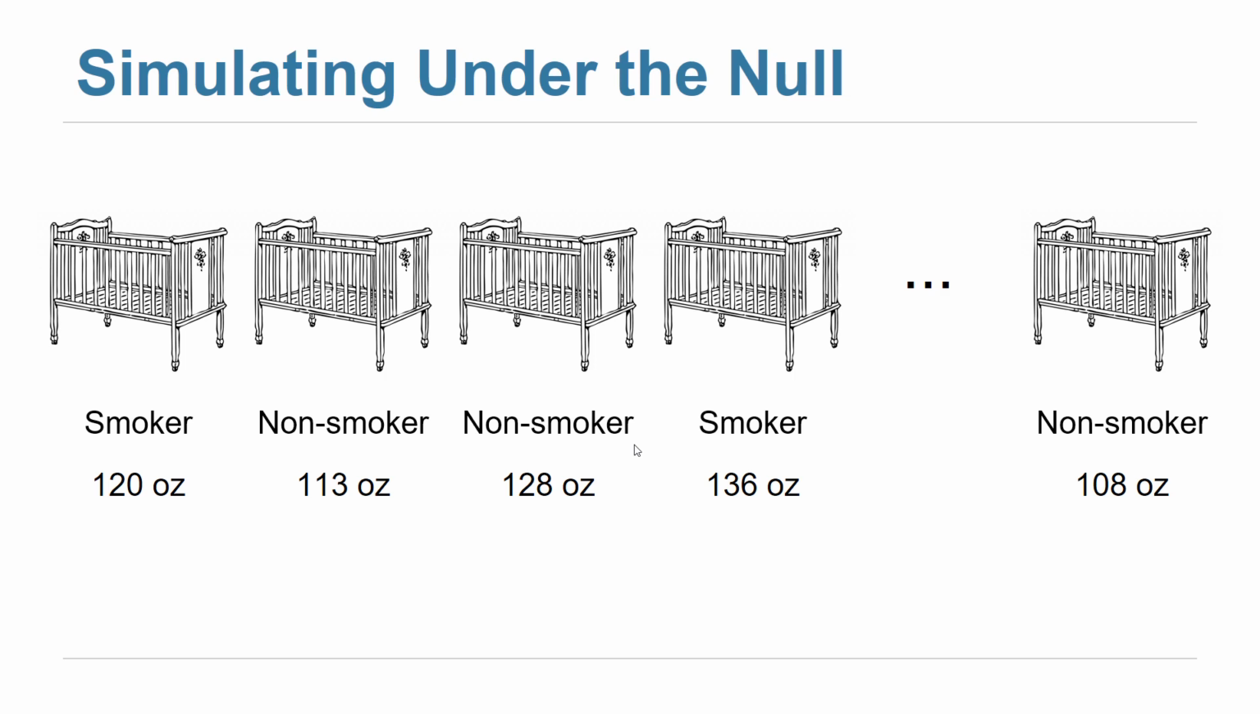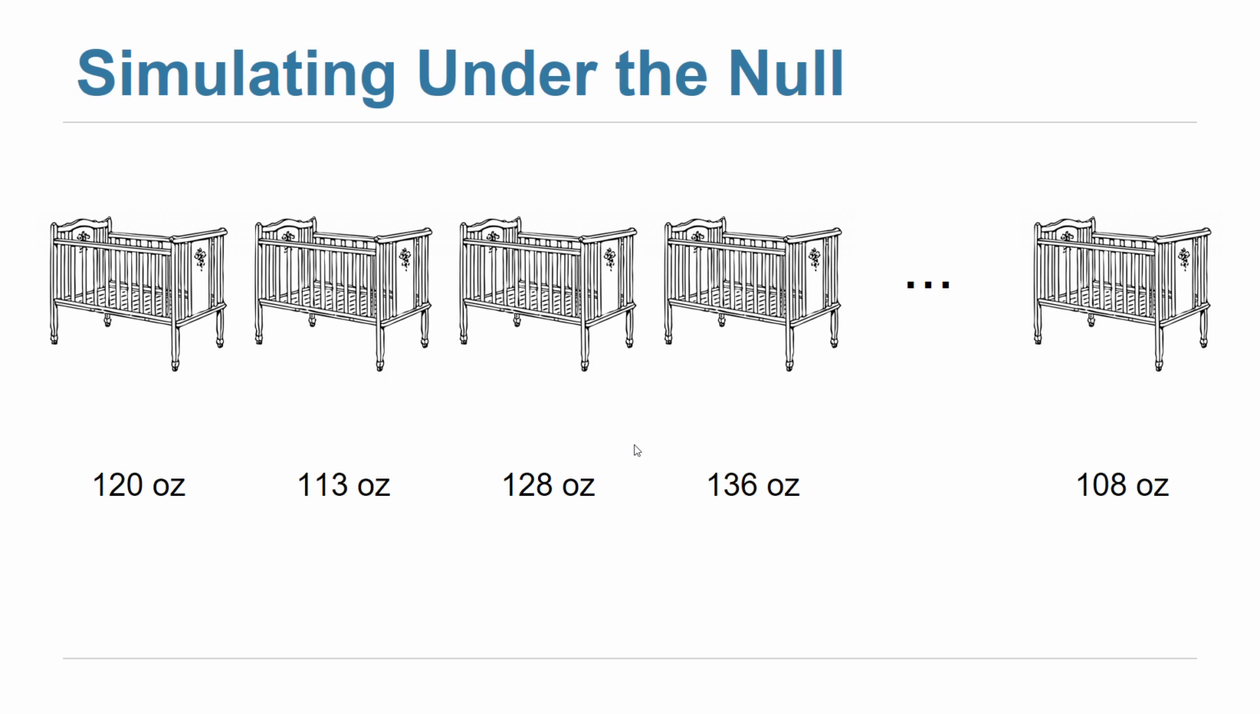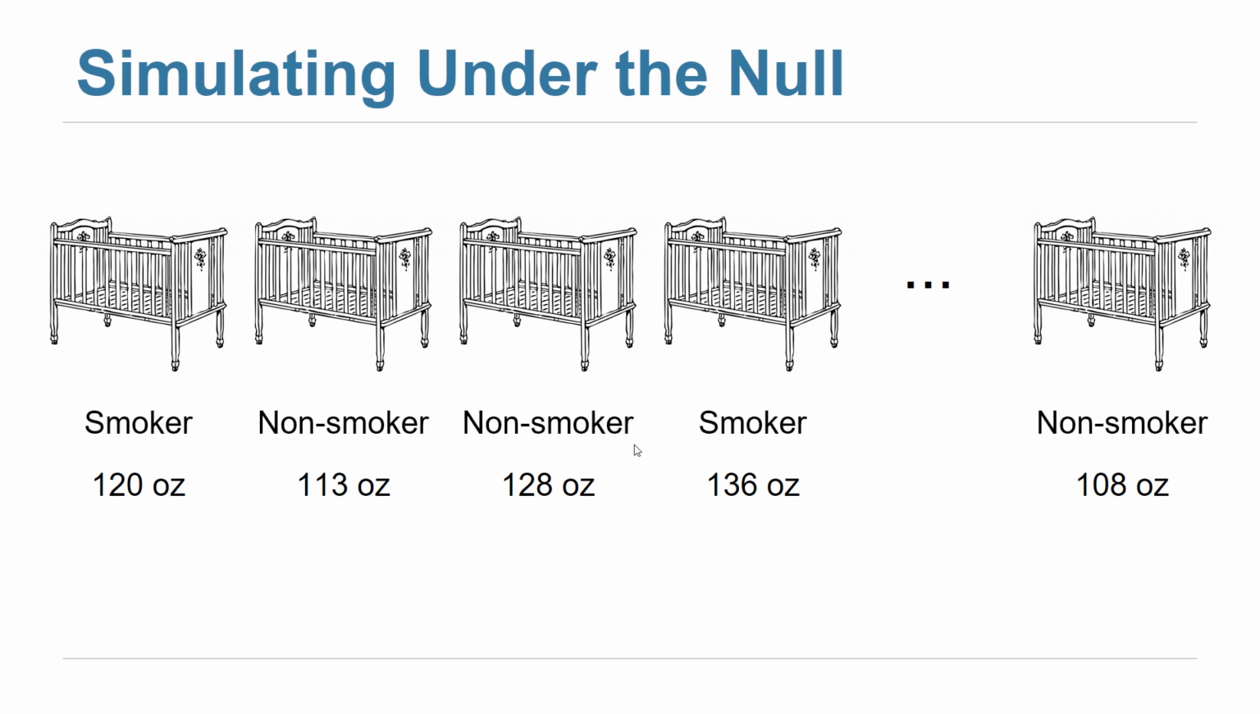I will repeat that again so that I make sure that you got the point. What we want to do is to get rid of the labels, because the null hypothesis says that the labels don't matter. We get rid of the labels, we sample randomly from the mothers, assign some of them to smoking, some of them to non-smoking. Equally, we can just shuffle the labels of smoking and non-smoking. It's the same effect.